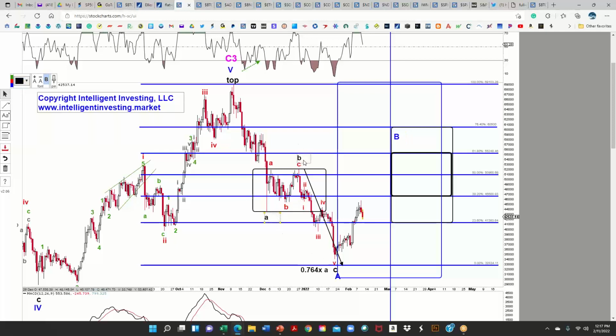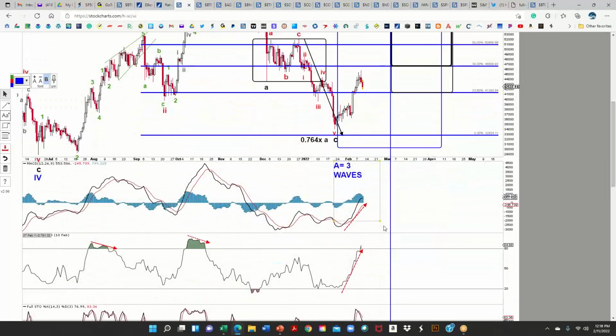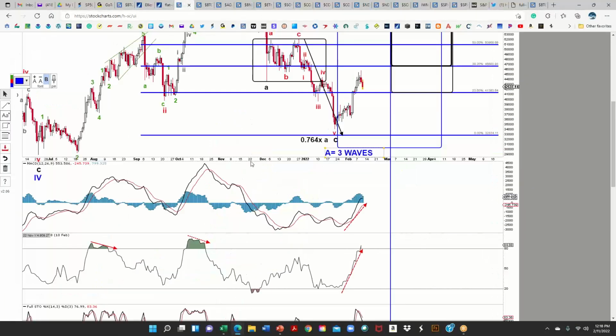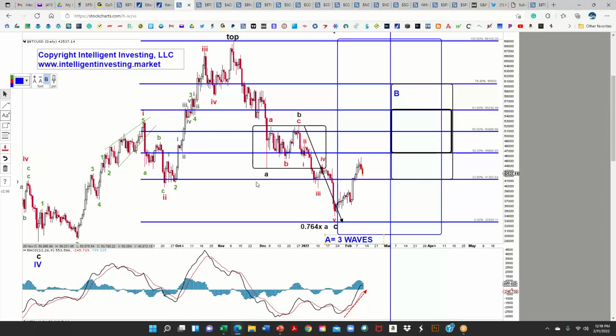Black A, black B, and black C. All right, so we have 3 waves lower. A is 3 waves, loud and clear. So it must become a triangle or a flat. Now that fits with the notion I already showed you here. We have A, B, C, right? A flat. So this supports the notion of a larger flat.